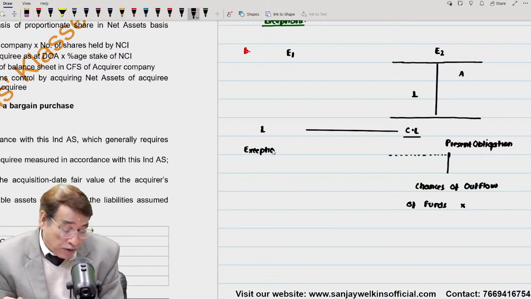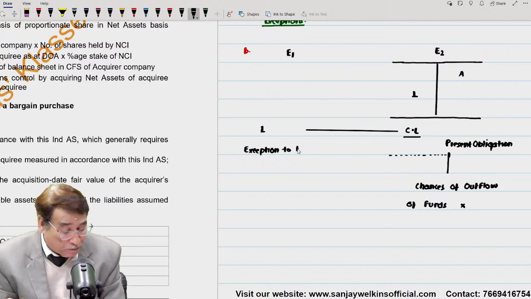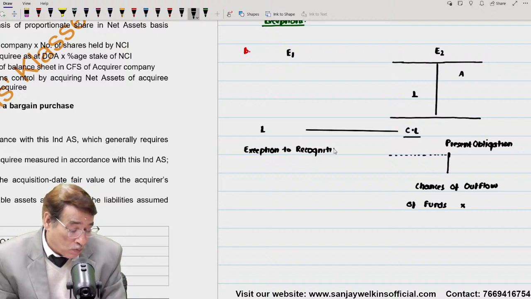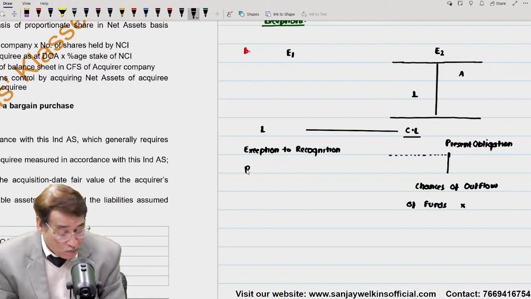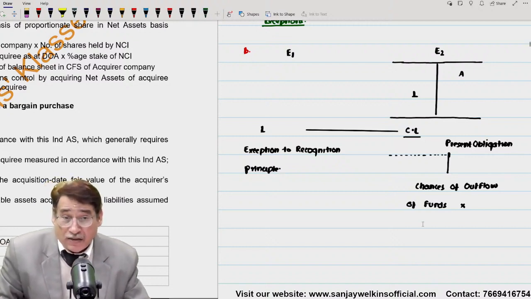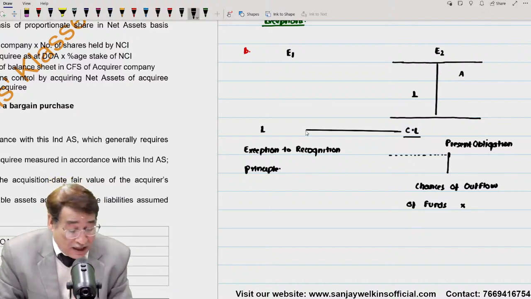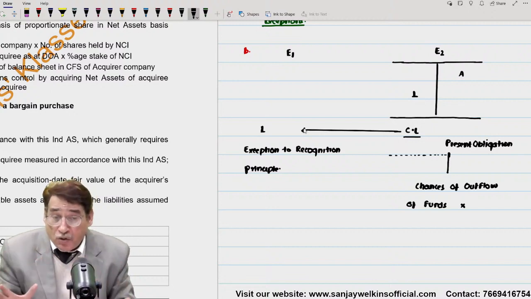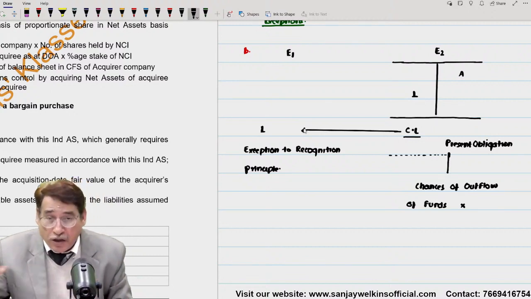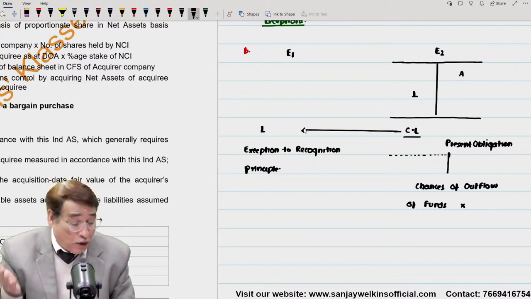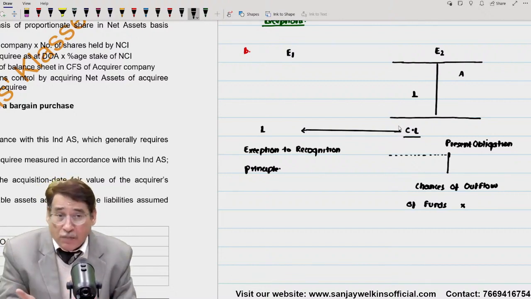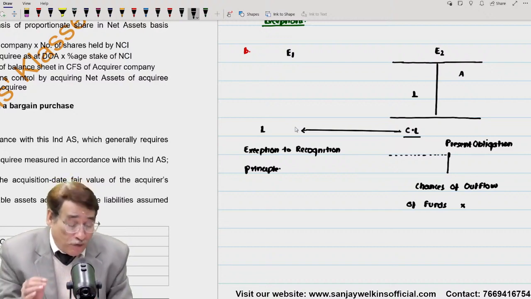Exception to recognition principle. So we will have to recognize it as a liability. As you know, contingent liabilities are never recognized as a liability. But still the acquired company will have to recognize this as a liability in its books. Is it clear to you or not? And why it is known as an exception to recognition principle, you should also understand that. Because generally contingent liabilities are not recorded as a liability. They are written generally under the footnote. But we will have to recognize it.